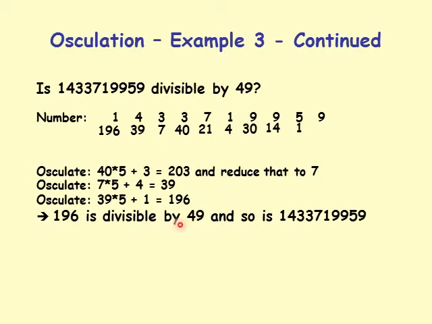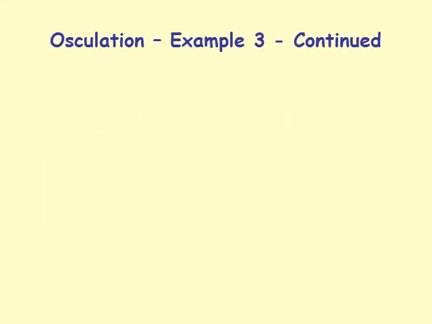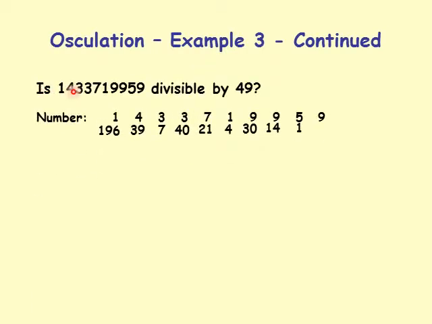196 is a multiple of 49, and so is 1433719959. So we have just concluded that this large number, 1433719959, is divisible by 49. Let's continue and stay with the same example for a while. So far we have decided that this number is divisible by 49. We went through the osculation steps, and the last number we had is 196.